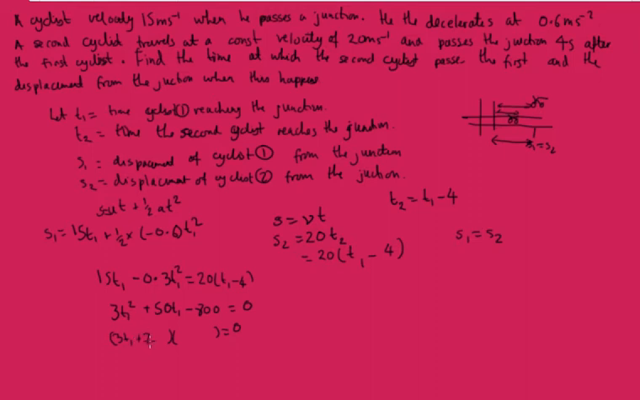(3 T1 plus 80)(T1 minus 10). So that's going to give us a negative, but it's not going to be negative time because that can't happen. So T1 must be 10 seconds. So if you slot T1 back in, S1 must be 120 meters, and so must S2.